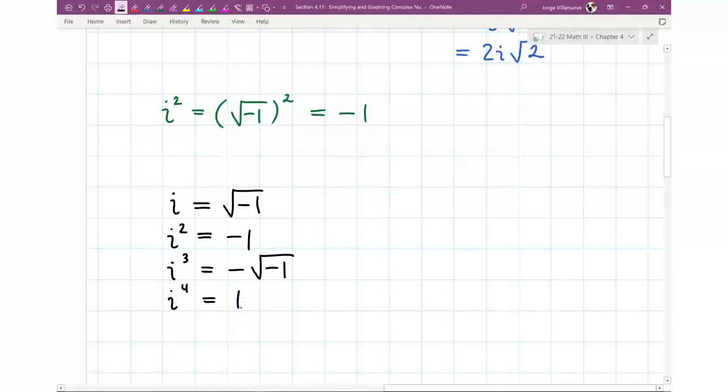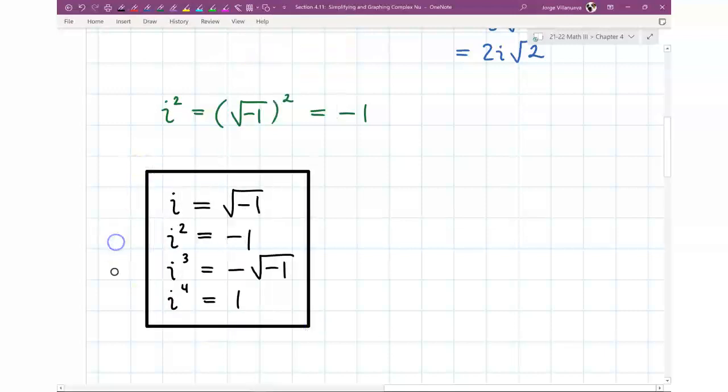Make sure you know these. I'm going to put a box around these things. Make sure you know these 4 by memory. They're not hard to memorize. Maybe the cubed one might be a little tougher, but they're not too hard. Those are the most common i powers you're going to see. In order to do the beginning page of your homework, this is all you need to know, just those powers.